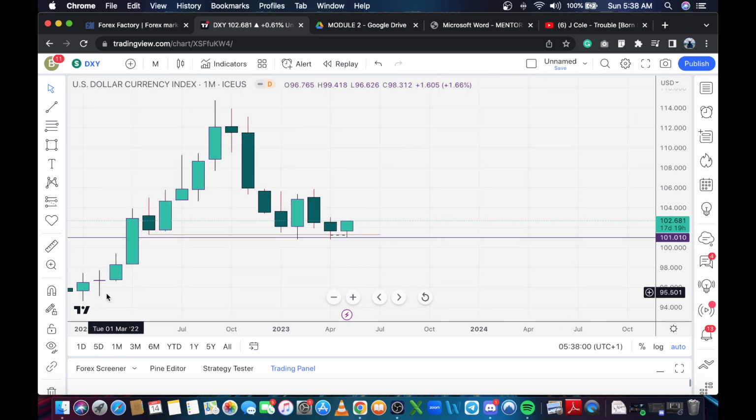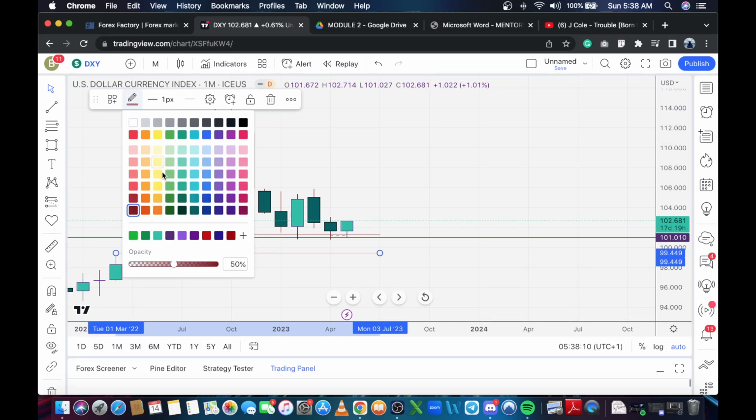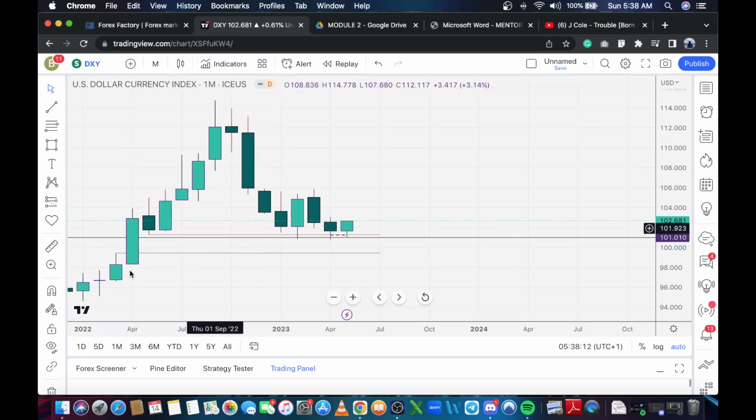And the eye of this candle is 99.418. So we're going to do 99.418 here. Let's see if it actually is set. Okay.